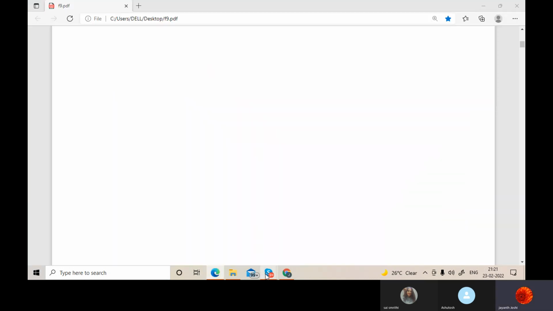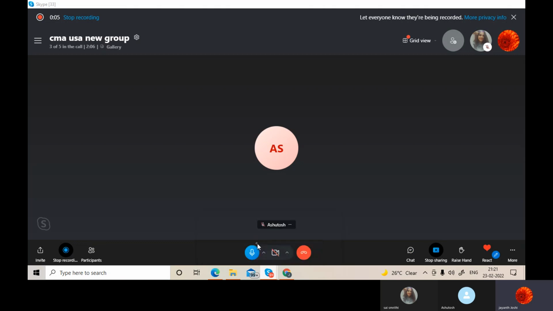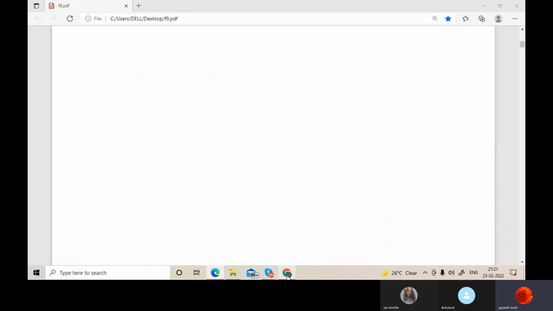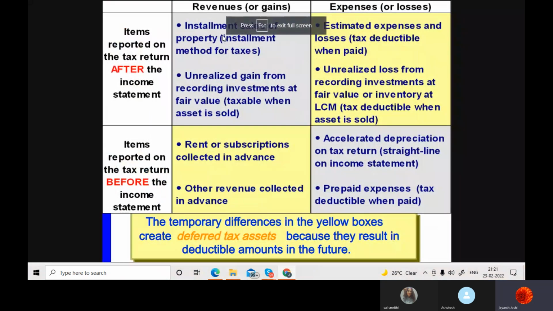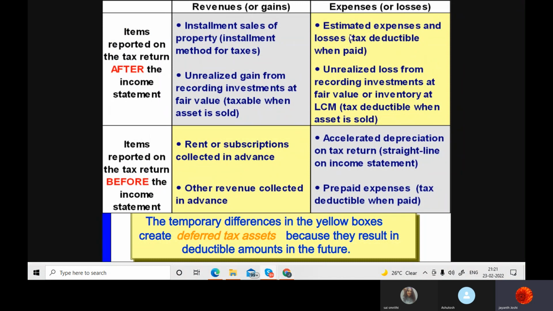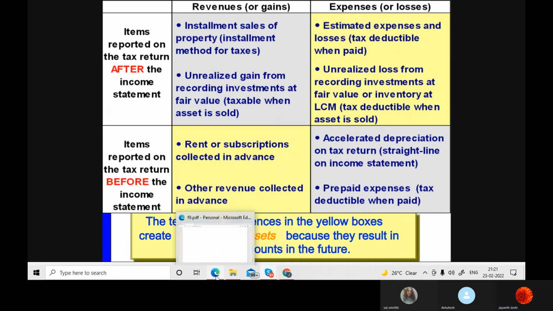Okay, so today we have to discuss how the deferred tax assets and liabilities are created. Here we can see a slide with two blue boxes and two yellow boxes. We will see whether a DTA, deferred tax asset, or a deferred tax liability is created because of these things. Let's see with an example.